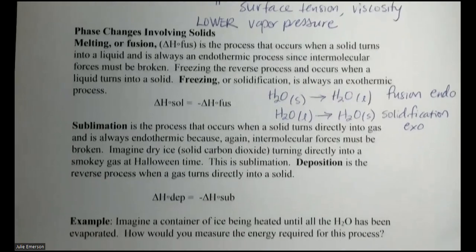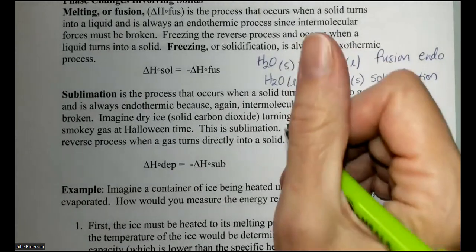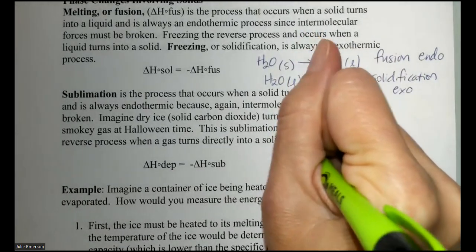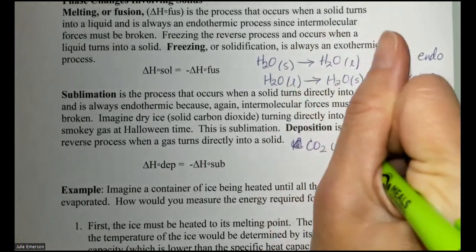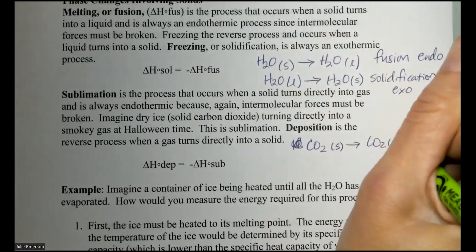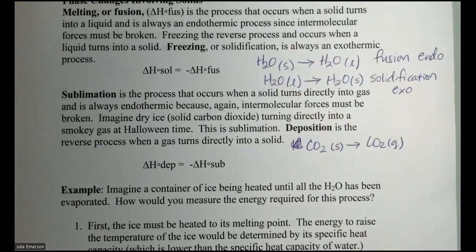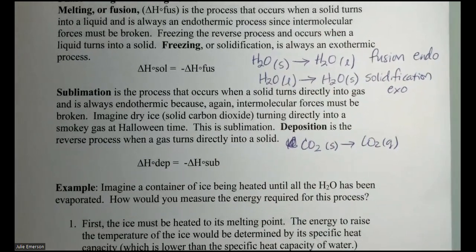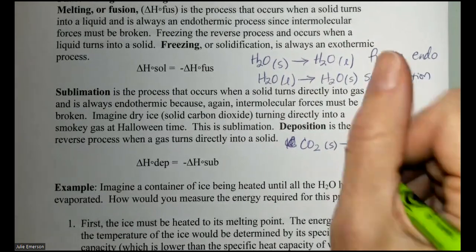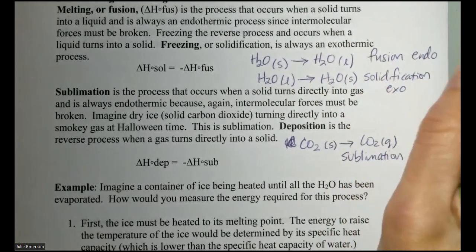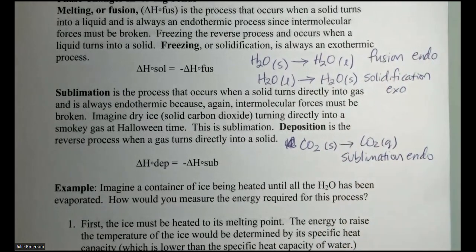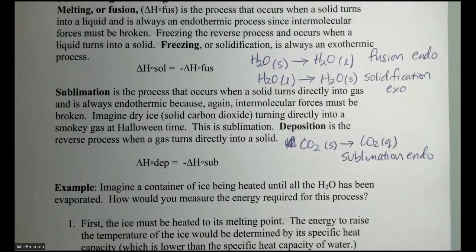So sublimation is what happens when you take, the example I always give is dry ice. So carbon dioxide solid, and you directly turn it into a gas. All right, so that's kind of fun. You don't pass liquid, you go right from solid to gas. That process is called sublimation. And again, it will be endothermic because we're breaking intermolecular forces.